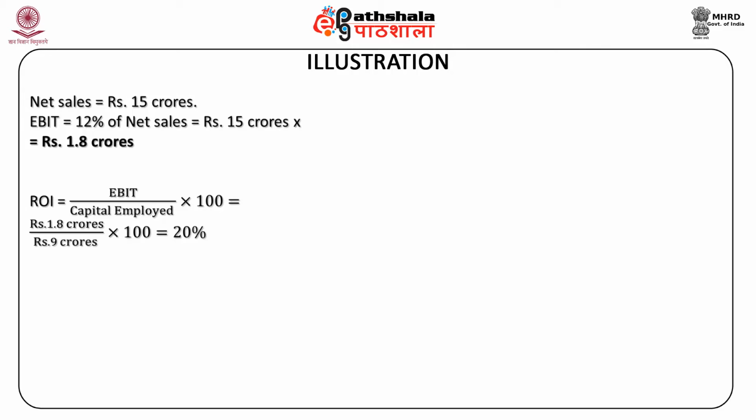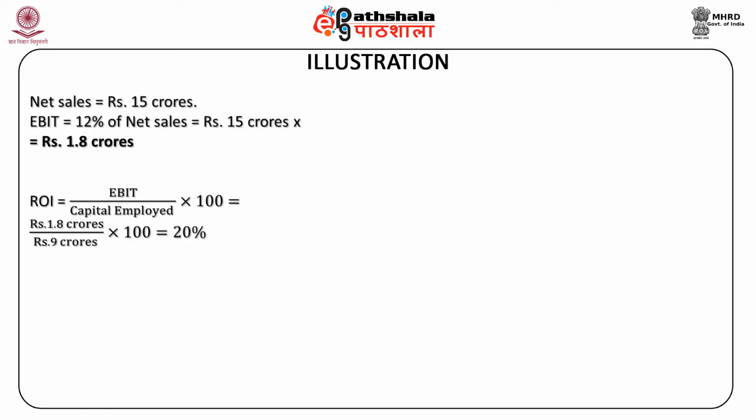Solution 1. Net sales is equal to 15 crores. EBIT is equal to 12% of net sales, which is 1.8 crores. ROI is equal to EBIT divided by capital employed into 100. This means 1.8 crores divided by 9 crores into 100, which is 20%.